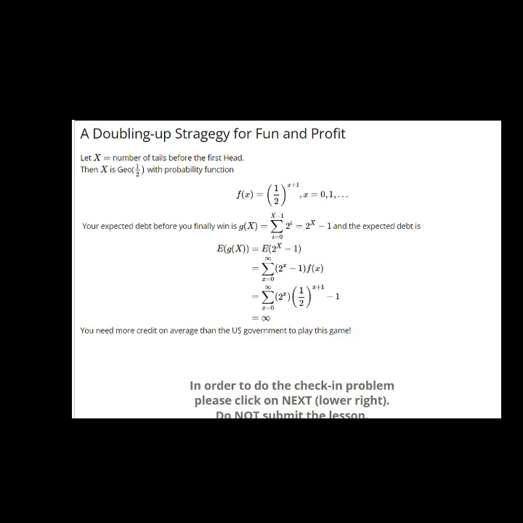More credit, of course, than the US government has, or all the governments of the world. Which is to say that indeed you can't guarantee playing this game, that no bank or government would guarantee your credit in such a game. And it's easy to see if you have a finite amount of credit, then you do indeed win $1 most of the time, but with a very small probability, you lose everything up to the maximum level of your credit.